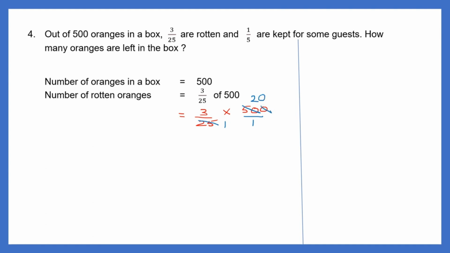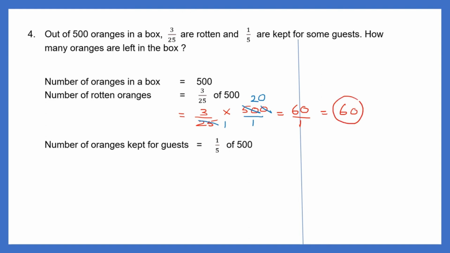So now I get the numerators. Let me multiply. 3 twos are 6. 3 into 20 is 60 by 1, which is 60. So how many oranges are rotten? 60 oranges are rotten. Now, let me write it there to make it easier for you. 60 oranges are rotten. 60. So we have this number first.